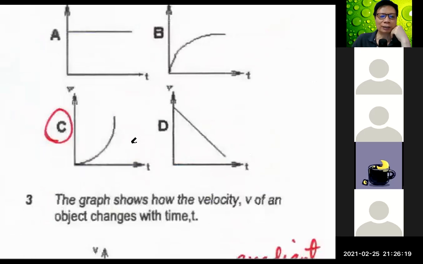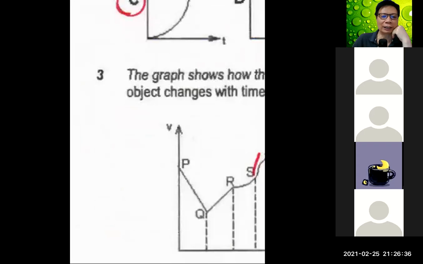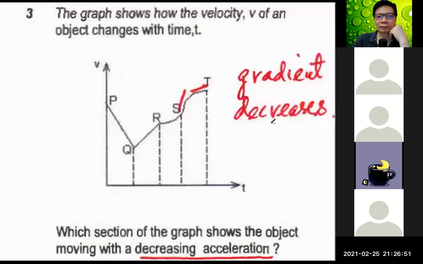Okay, next one, number 3. The graph shows how the velocity of an object changes with the time. So now what the question asks about? The graph is like that, like this. So now they ask, which section of the graph show the object moving with decreasing acceleration? Decreasing acceleration. So which part? Which part show decreasing acceleration?